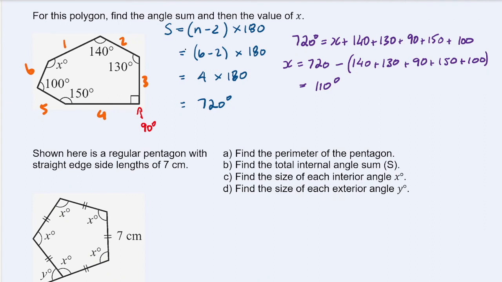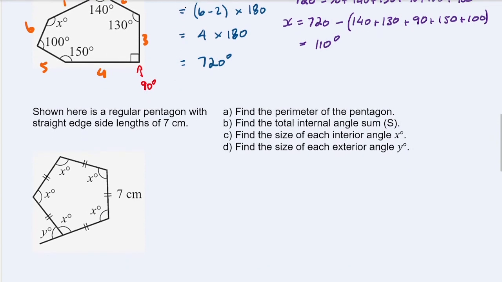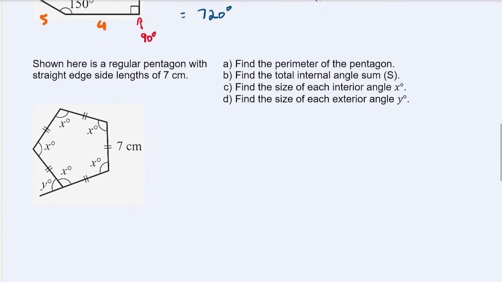Let's crack on to this second example now. We've got a few things to find here. First of all, we want to find the perimeter of the pentagon. If one side of said pentagon is 7, then all 5 sides together will be 7 times 5 or 5 times 7. It doesn't really matter which way around we go. It's going to give us 35 centimeters. So that's the first part of our problem.